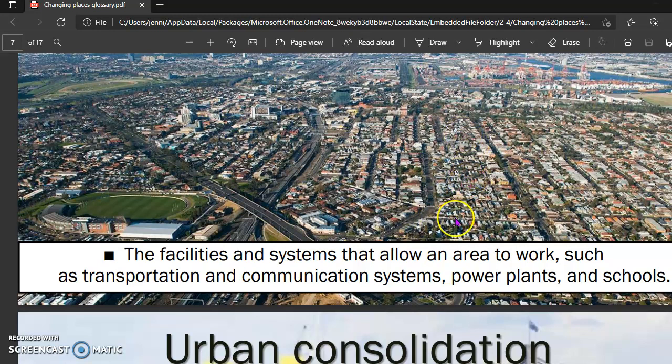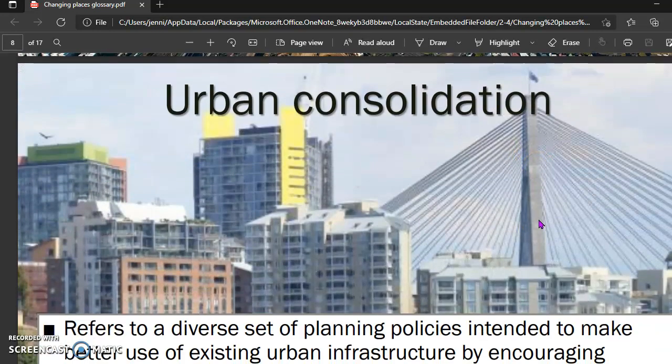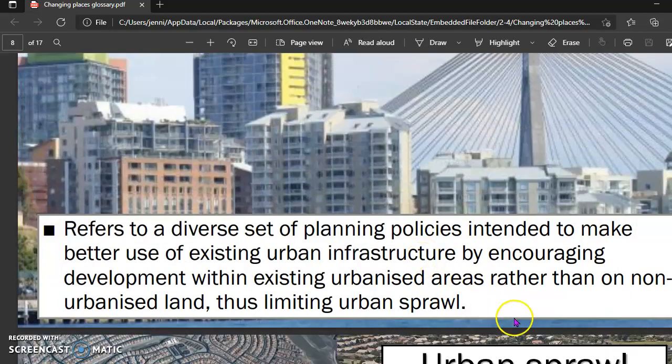With growing urbanization, many different people have to play a role in making sure that the infrastructure is there as the city grows. So as cities grow, again linked to that, you have to plan. Urban consolidation refers to a diverse set of planning policies with the aim of making better use of existing urban infrastructure by encouraging development within an existing urbanized area rather than on non-urbanized land, thus limiting urban sprawl, which we'll look at yet.